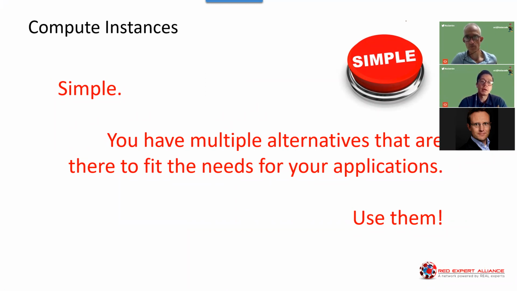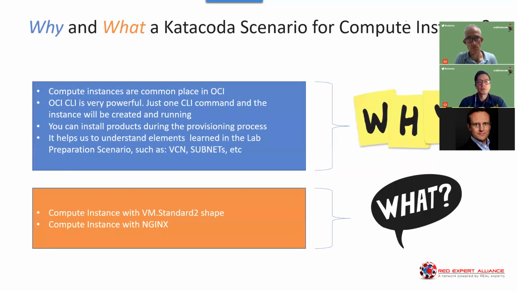Obviously, you need to have a VCN already created, a subnet already created, and some decisions that you need to take before provisioning your compute instance. And actually, we are going to talk about them throughout the Katacoda scenario, okay? So you have, again, multiple alternatives that are going to fit your needs.